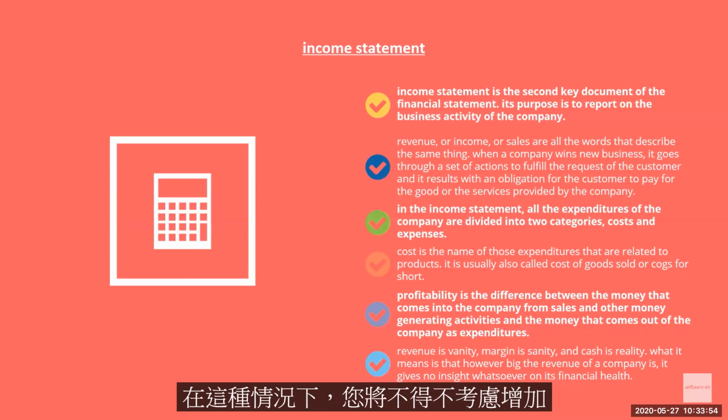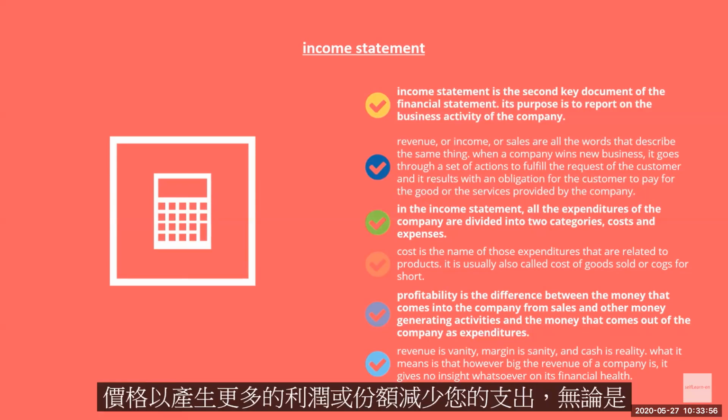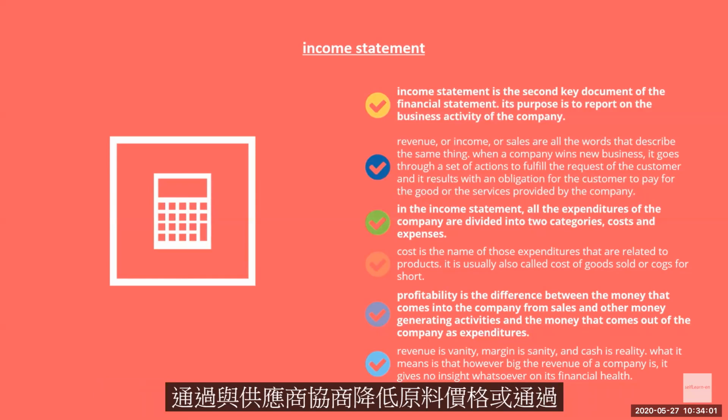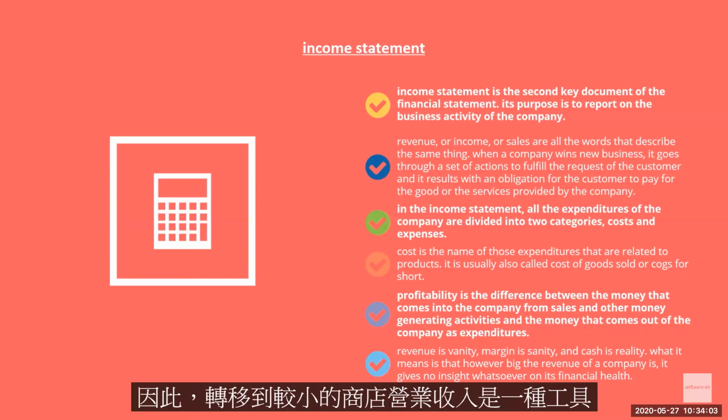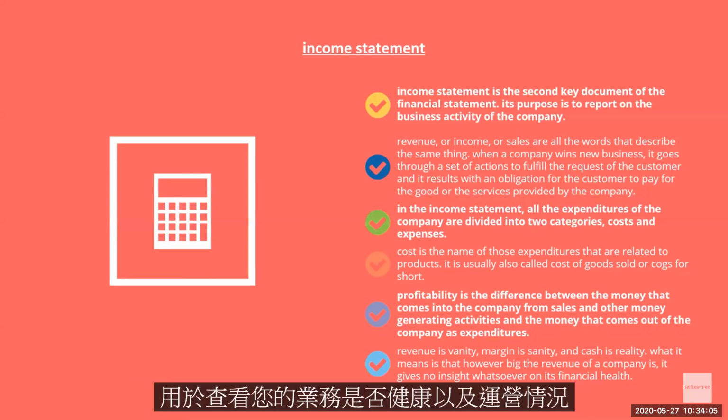In such a case, you would have to consider either to increase prices to generate more margin or to reduce your expenditures, whether it be by negotiating with your supplier for lower prices on ingredients or through moving to a smaller shop. Operating income is therefore a tool that you can use to review if your business is healthy and if its operational activities are profitable.